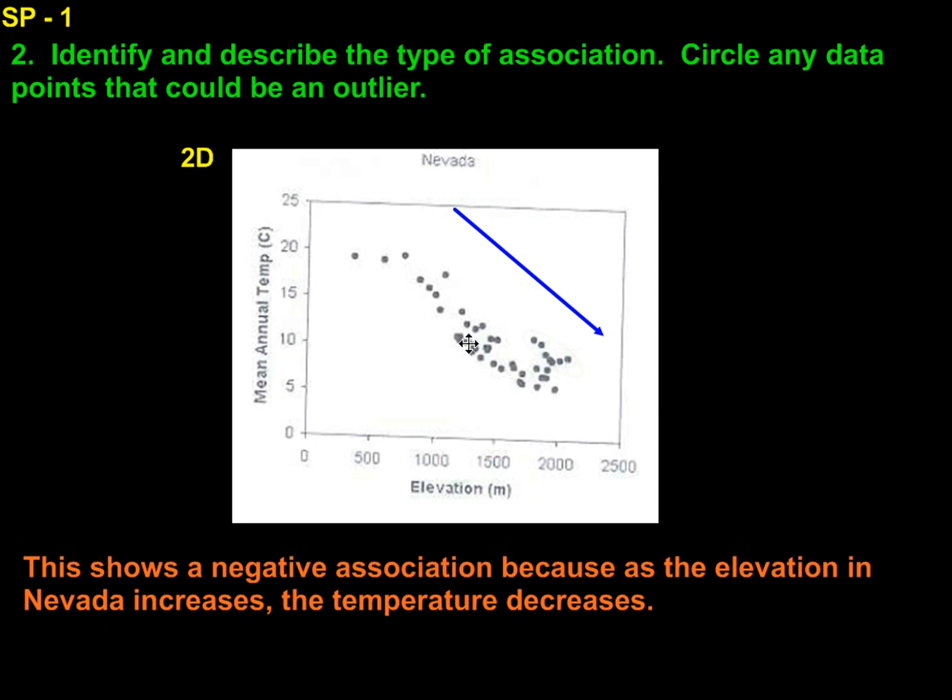temperature decreases. Now, if you wanted to look for outliers here, you could possibly suggest that since these don't seem to fit in and they seem to be going back up even though the elevation has increased, that they could be outliers. There's a mathematical formula that would be used to determine whether or not they actually are, so at this point we can just make suggestions. So you might suggest that these could be outliers.